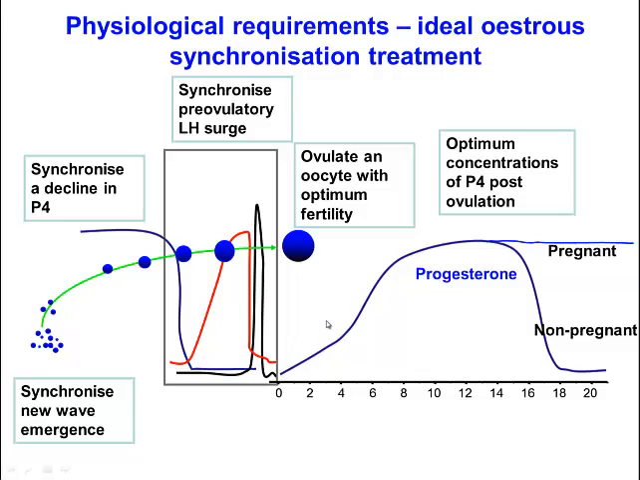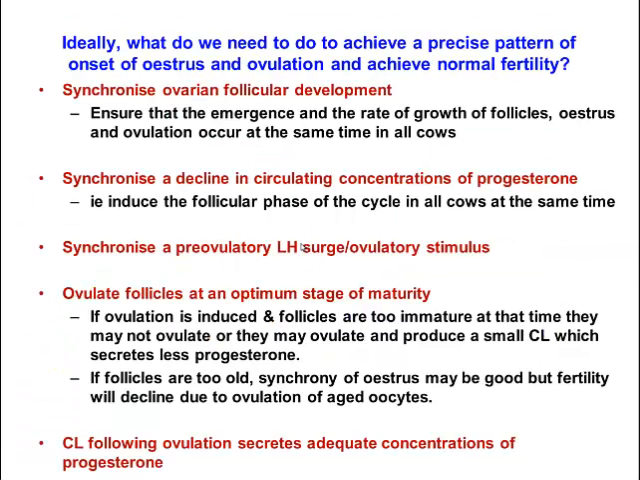Following ovulation, we want progesterone to rise, and we want cows to have a normal diestrous pattern of progesterone secretion following ovulation, and hopefully get pregnant. If they don't get pregnant, we want them to come back in heat about 3 weeks later. This oocyte that ovulates also needs to be of optimum fertility. So there are some of the requirements for an ideal estrus synchronization treatment in cattle.